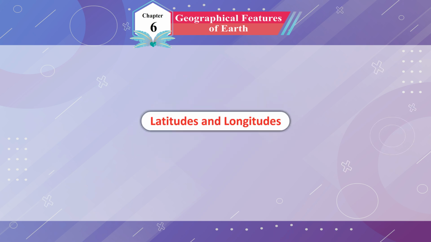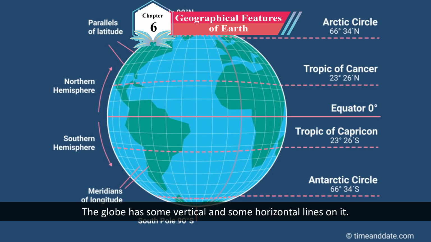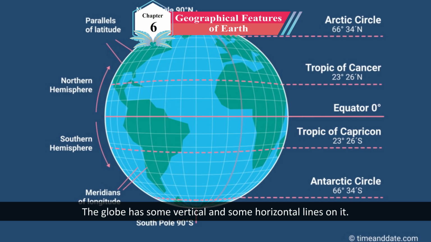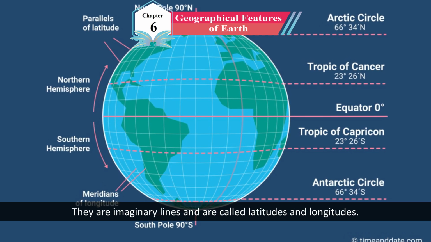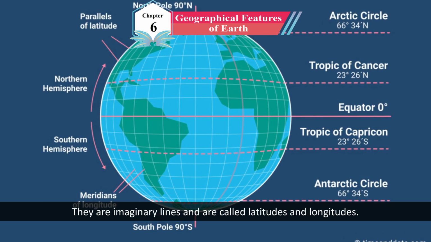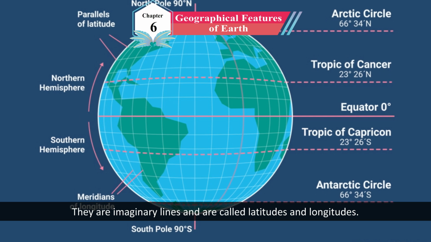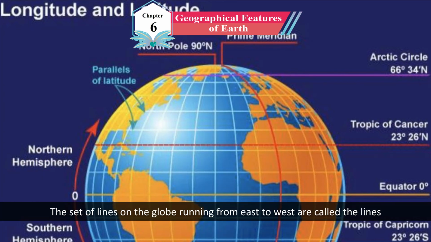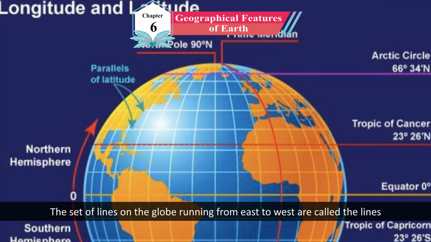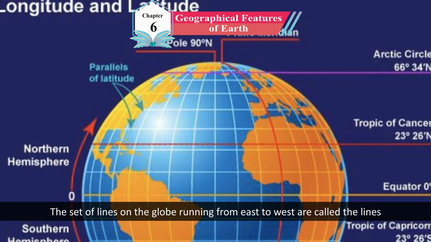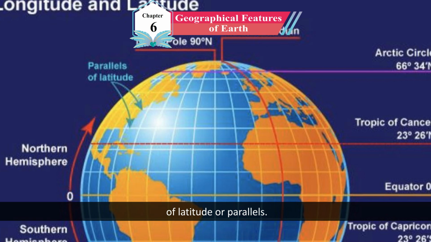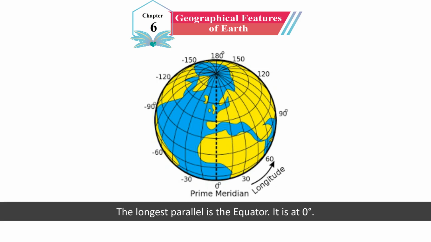Latitudes and longitudes. The globe has some vertical and some horizontal lines on it. They are imaginary lines and are called latitudes and longitudes. The set of lines on the globe running from east to west are called the lines of latitude or parallels. The longest parallel is the equator. It is at 0 degree. It divides the earth into two equal halves horizontally.